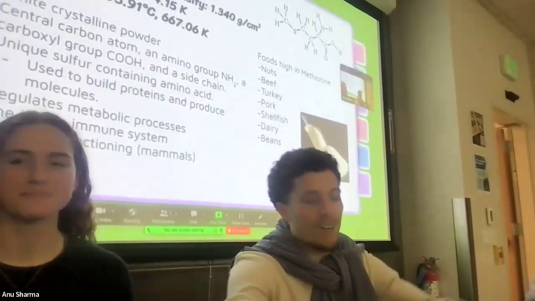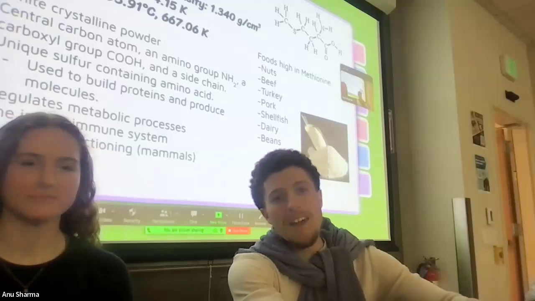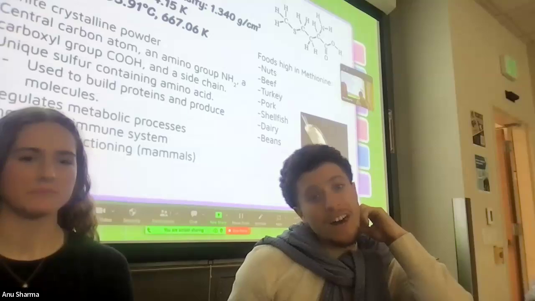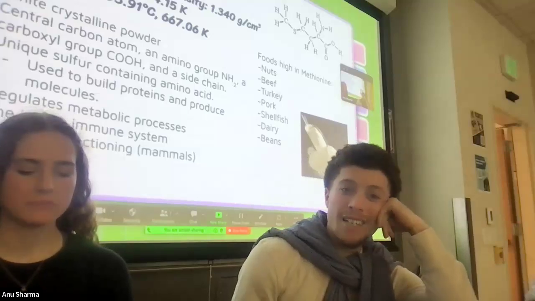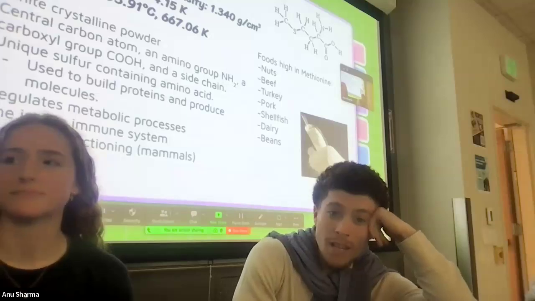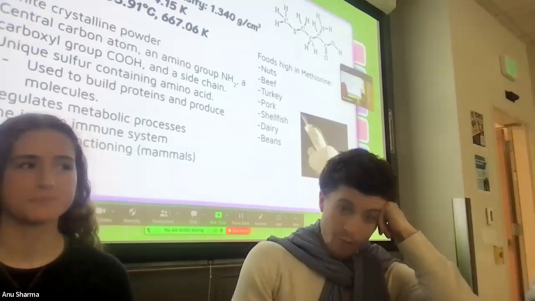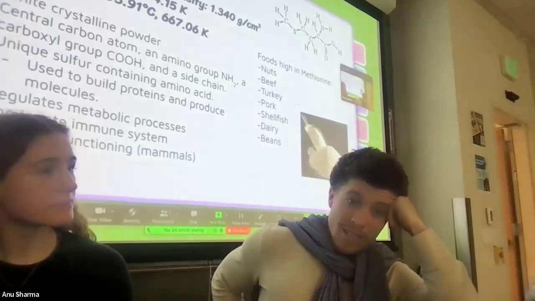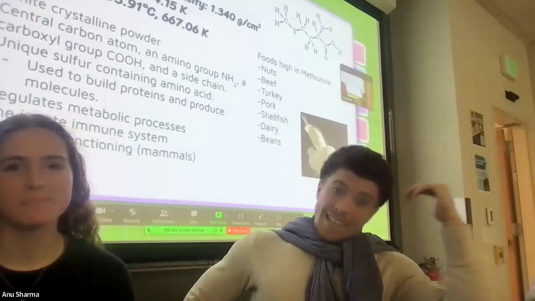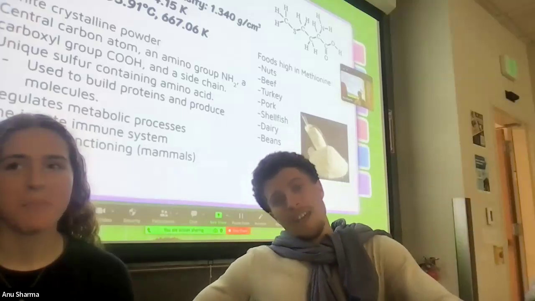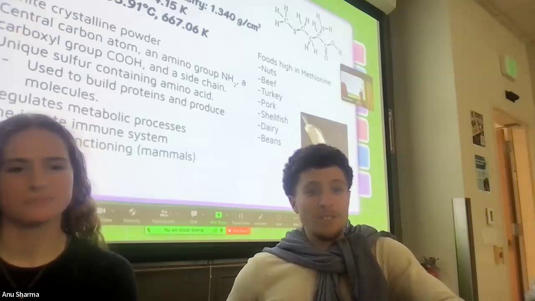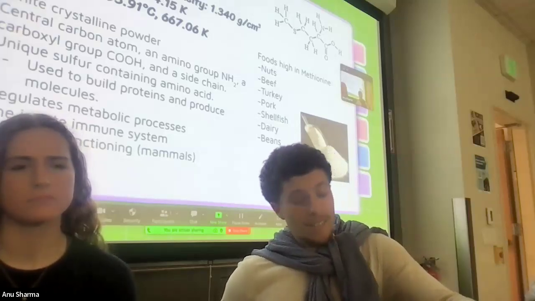All right. Next one is methionine. We can see it has the formula C5H11NO2S, has a molar mass of 149.21 grams per mole, a density of 1.340 grams per cubic centimeter. Its melting point is 573.8 degrees Fahrenheit, and its boiling point is 741.03 degrees Fahrenheit.